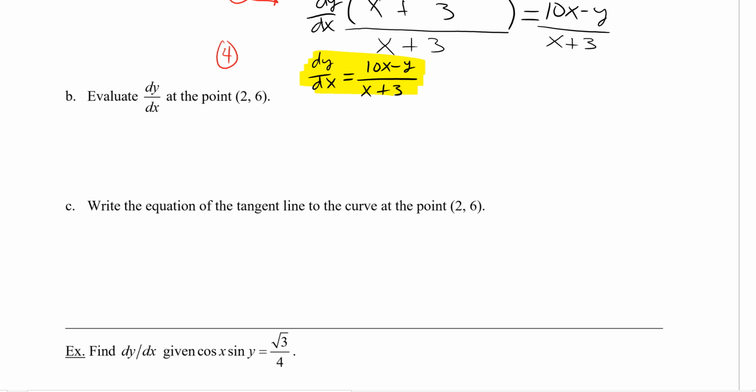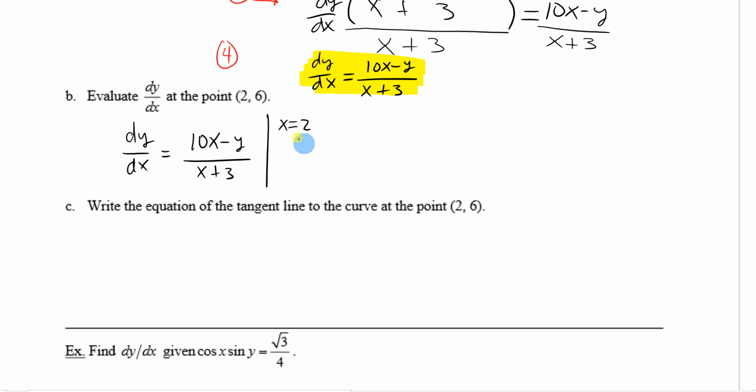Let's go ahead and rewrite the derivative. The derivative should be the answer in part A. Now I'm going to go ahead and evaluate the derivative. So plug in x equals 2, plug in y equals 6. So for every x is now a 2, and for every y we have a 6.